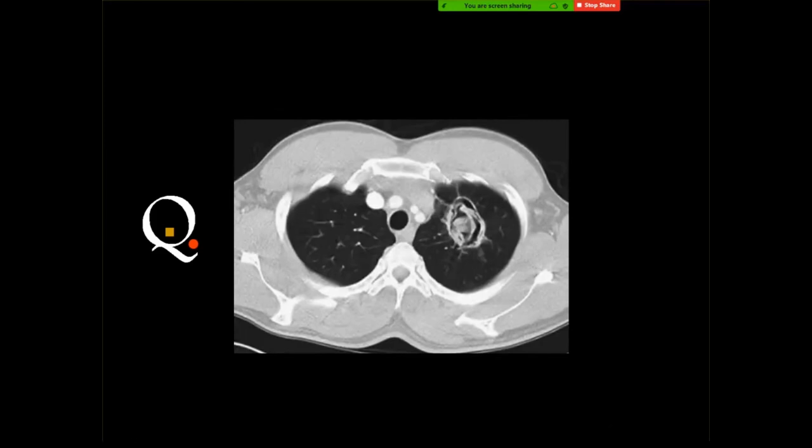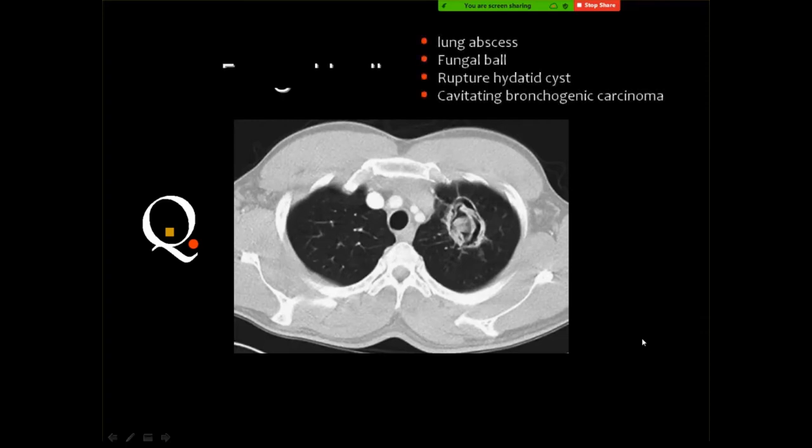Hydatid cyst. Ruptured hydatid cyst, or fungal ball. Maybe hydatid cyst, I think it has an air-fluid level with the water lily sign. Yes, this is the fungal ball, because if you got rupture of the hydatid cyst, you would get an air-fluid level and the water lily sign. If you are confronted by a question like this, and this is not an abscess, of course, the fungal ball is a good possibility.